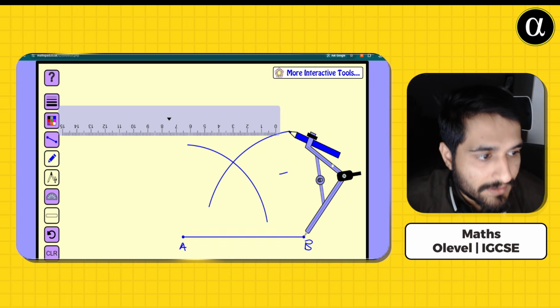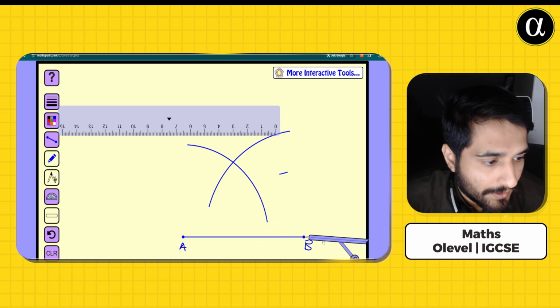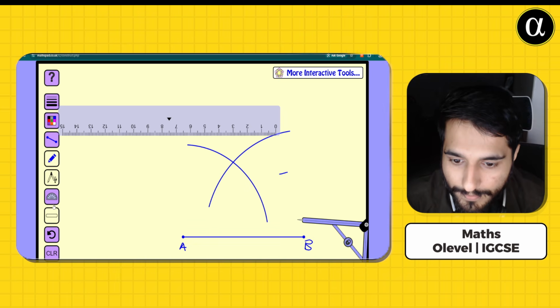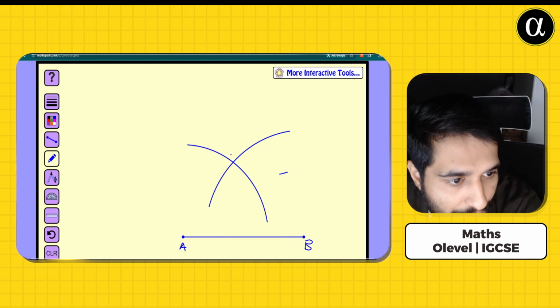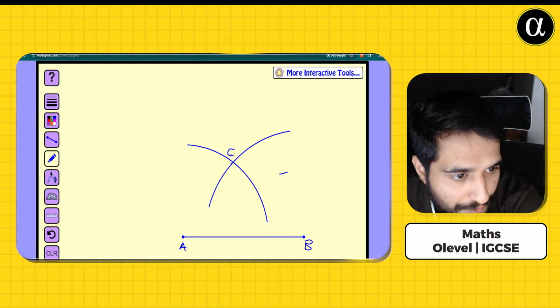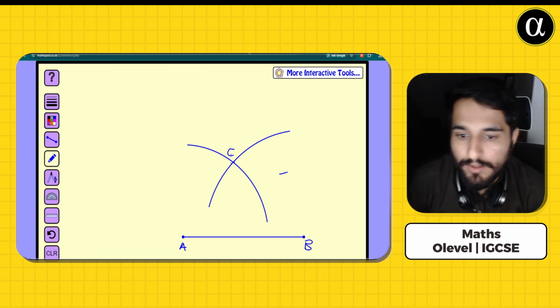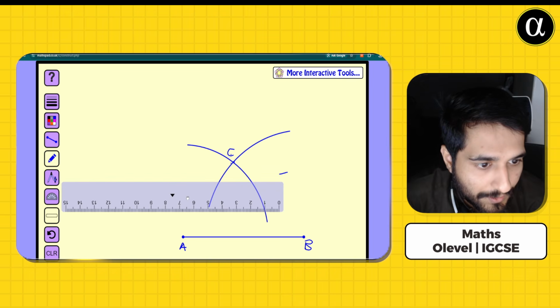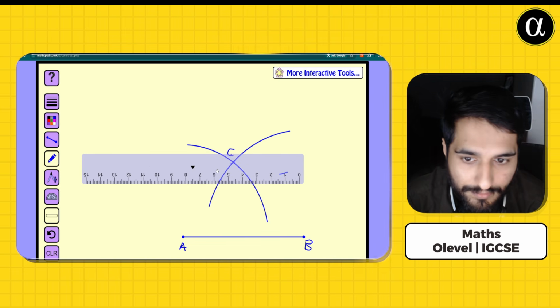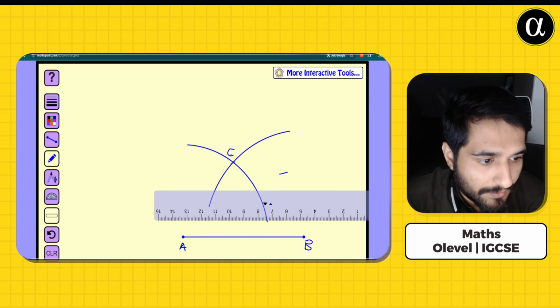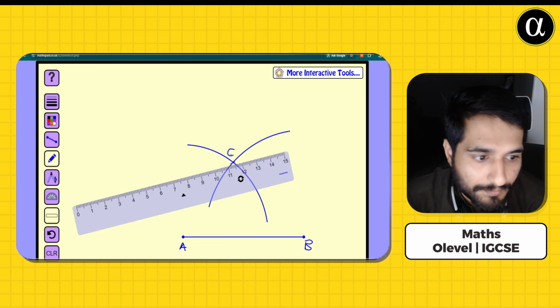Now what this means is this intersecting point, let's remove this, we don't need this. So what this means is this point is going to be known as C for us. Now this point over here is C for us. Now what we'll do, we'll take a ruler and then we'll join this. Can we rotate this? I'm not sure if we can rotate this. Yeah, we can.